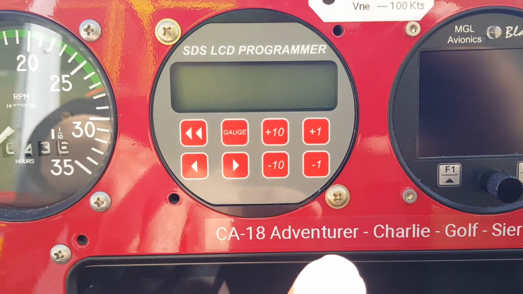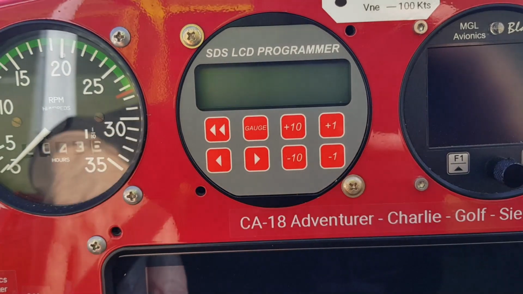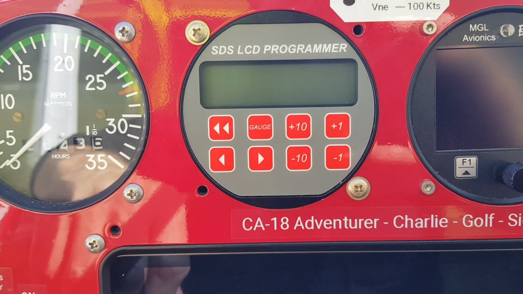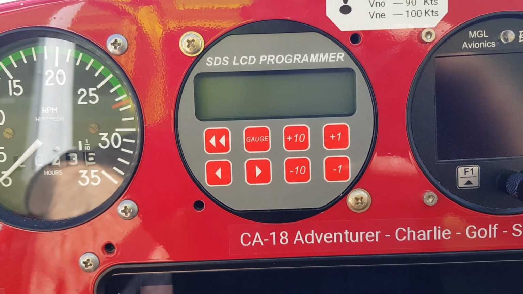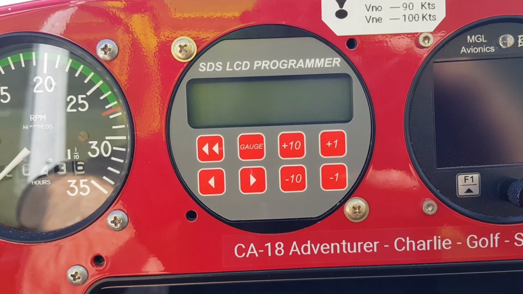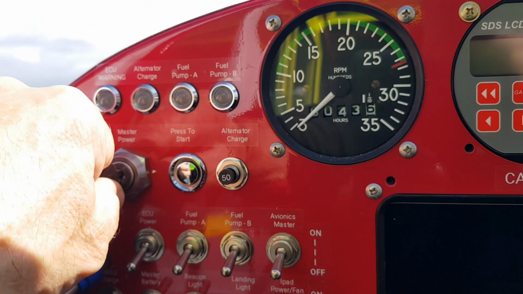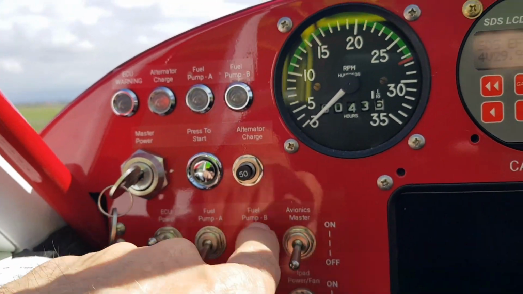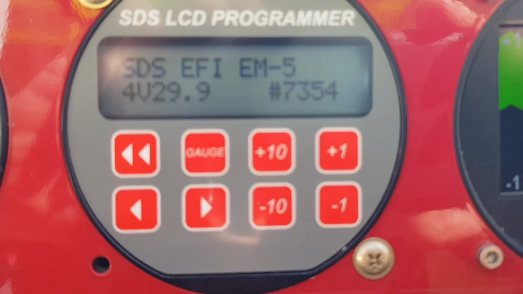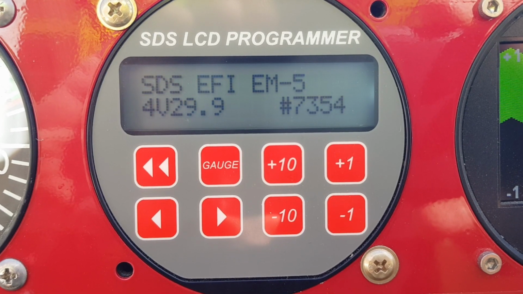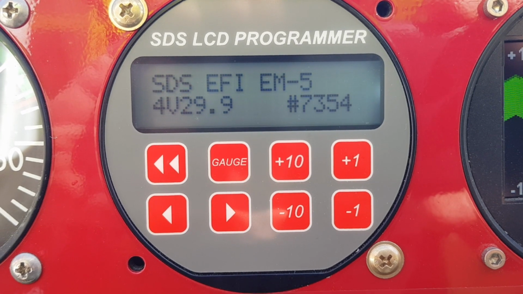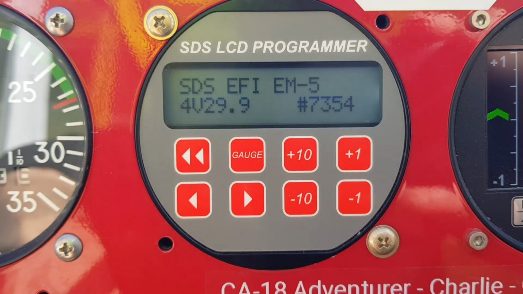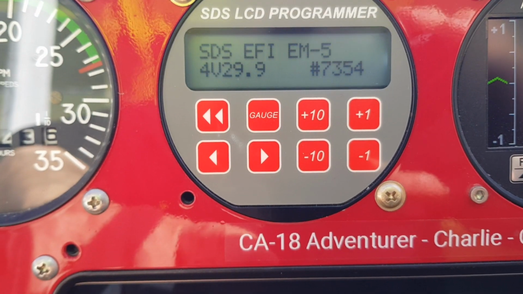In this video we're going to discuss a little bit about the LCD programmer here, which is the EM5. It displays a lot of the information that the computer is receiving from the engine sensors. If we turn on the main power and then the ECU power, leaving everything else off, the initial screen that comes up is the standard SDS EFI EM5, and it gives you the firmware and the actual serial number of this particular unit.